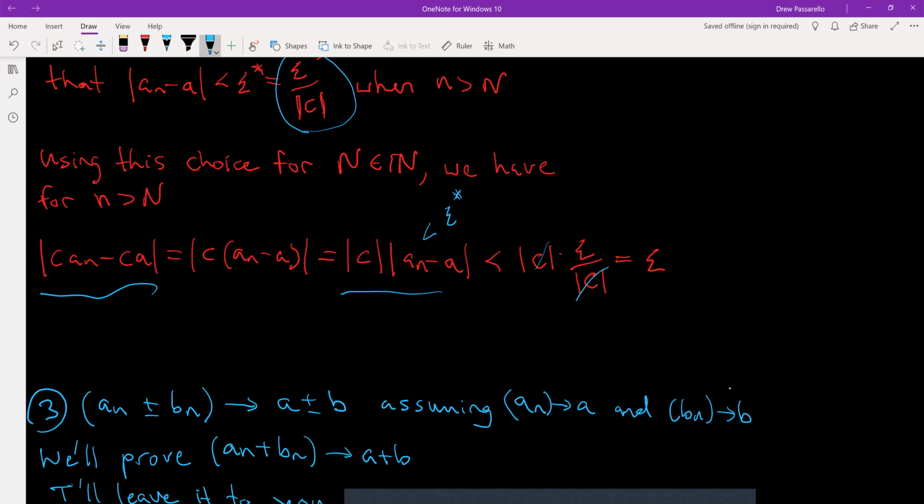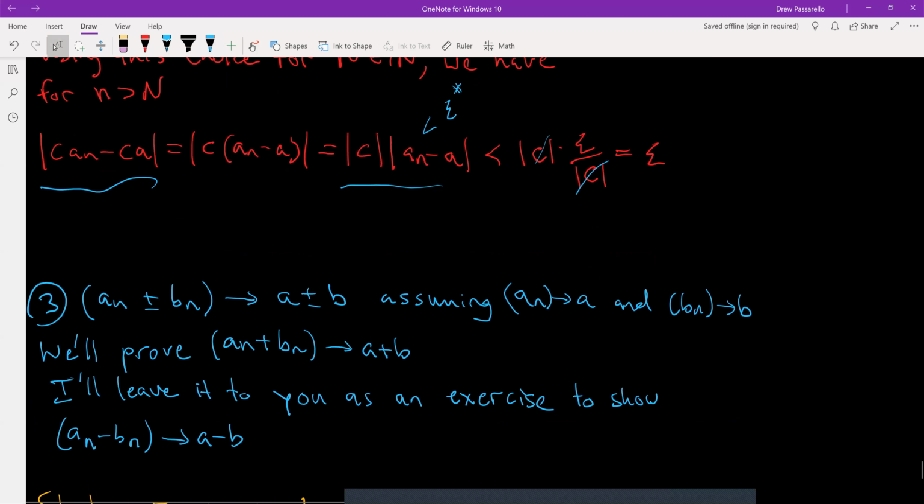The third limit law says that if you add or subtract the two sequences, it equals the sum or the difference of the two limits. So I'm going to do in this video the case where we add the two, and I'll leave it to you as an exercise to do the subtraction, although it's going to be pretty much the same as what I do in this video.